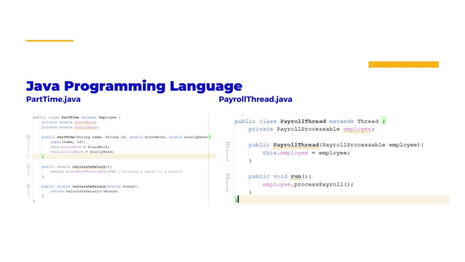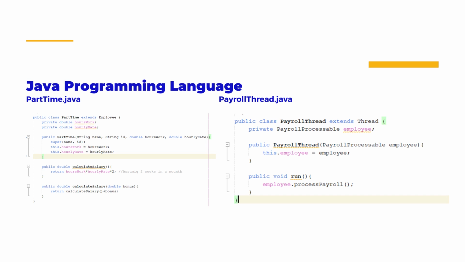And next is PartTime.java. In the subclass PartTime, the PartTime class has two private instance variables like before, like FullTime.java: hoursWorked and hourlyRate. These variables represent the number of hours worked and the hourly rate of the part-time employee respectively. The class has a PartTime constructor, the same as the full-time one, and then uses the super keyword to call the constructor of the Employee class and initialize the name and ID variables. It also initializes the hoursWorked and hourlyRate variables with the provided values.